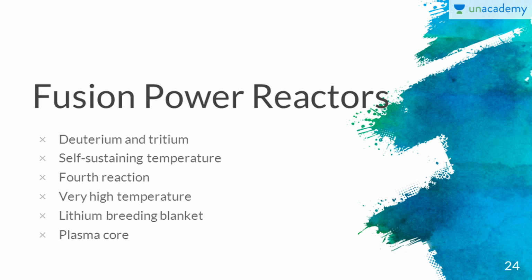So the fusion power reactors depend on deuterium and tritium. Deuterium, being a very stable heavy isotope of hydrogen present in natural water, is the main fuel for a fusion reactor. It has a self-sustaining temperature of around 15 x 10^6 Kelvin, which releases around 17.6 mega electron volt per reaction.